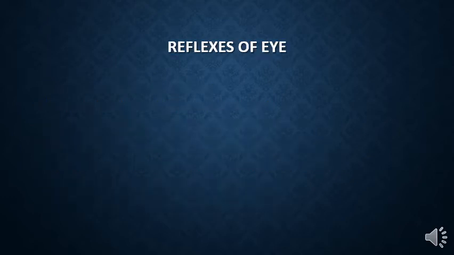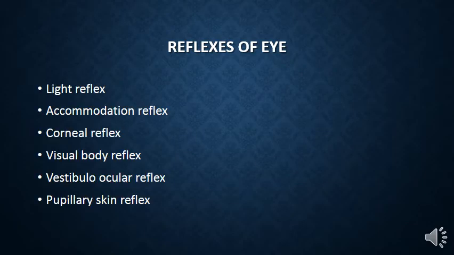Reflex can be defined as an involuntary response of the body to a stimulus. Regarding reflexes of eye, there are a number of reflexes. They are light reflex, accommodation reflex, corneal reflex, visual body reflex, vestibulo-ocular reflex, and pupillary skin reflex. Among them, the top three are included in your syllabus, and our following discussion will be focused on these three reflexes only.